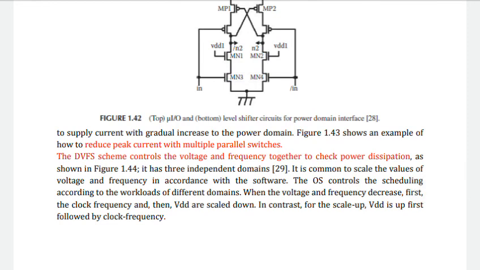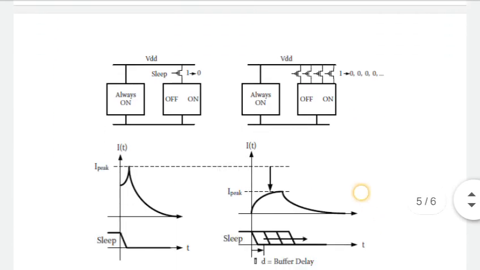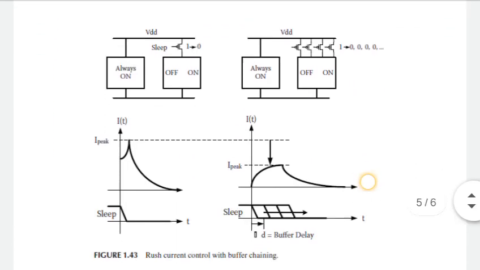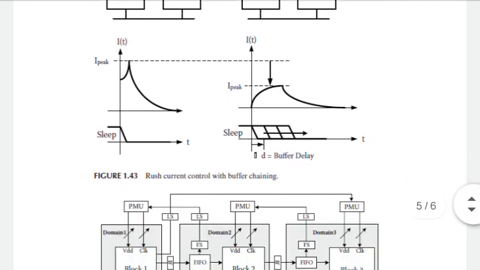Okay, so the operating system controls the schedule according to the workload of different domains. Based on the workload, the scheduling will take place, and when the voltage and frequency decrease, first the clock frequency and then VDD are scaled down. In contrast, for scaling up, VDD is raised first, followed by the clock frequency. It's just a figure showing the rush current control with buffer chaining.